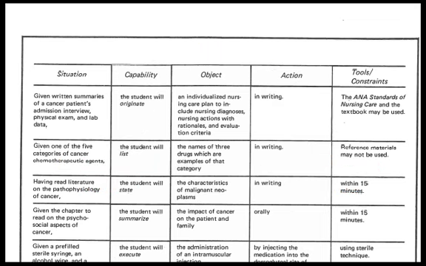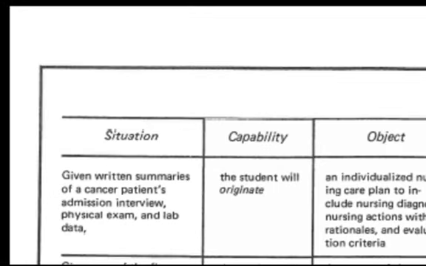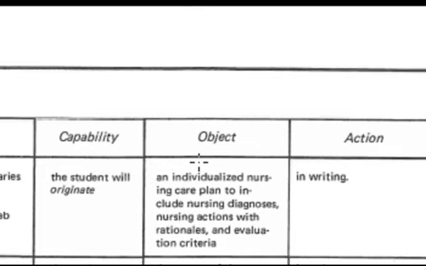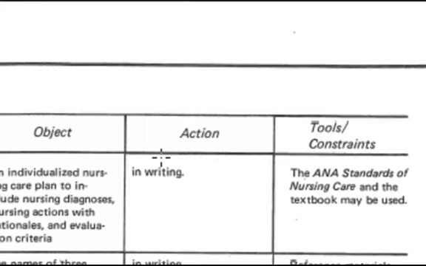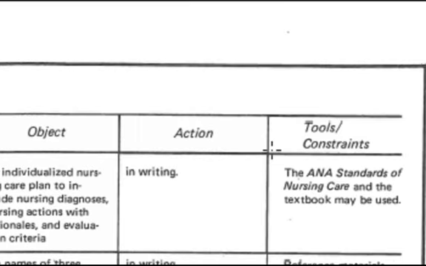Reading the student learning objective listed at the top of this figure, we can determine the situation under which student mastery of the skill will be tested, the capability or level of skill to be mastered, the object or specific skill to be mastered, the action the student will perform to demonstrate mastery of the skill, and any tools or constraints under which the skill must be mastered.